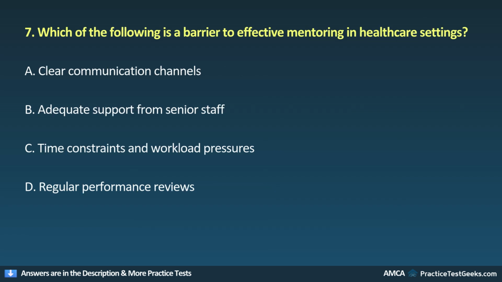7. Which of the following is a barrier to effective mentoring in healthcare settings? A. Clear communication channels. B. Adequate support from senior staff. C. Time constraints and workload pressures. D. Regular performance reviews.